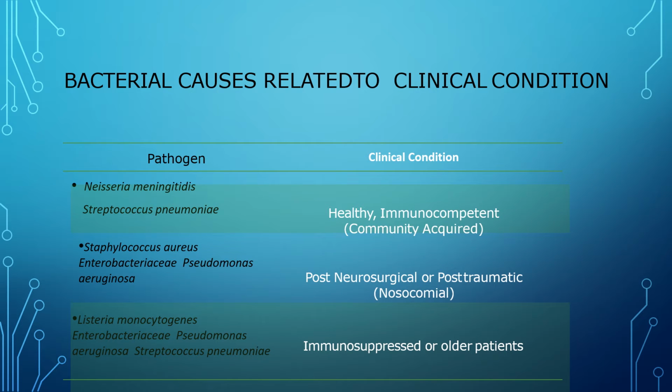So what are the clinical conditions related to bacterial meningitis? Meningitis caused by Neisseria meningitidis and Streptococcus pneumoniae may be due to immunocompetency. Meningitis caused by Staphylococcus aureus, Enterobacteriaceae, and Pseudomonas aeruginosa may occur as a hospital-acquired infection. Meningitis caused by Listeria monocytogenes and some Enterobacteriaceae is due to the age factor, that is, old age people may get these kinds of bacterial meningitis.